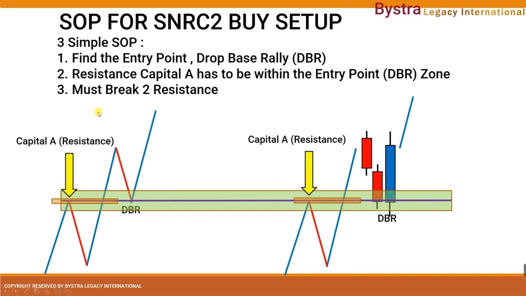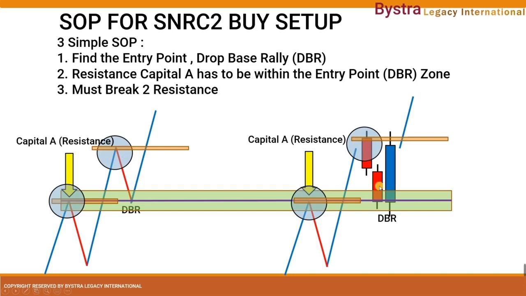So second thing, how do we identify must break the 2 resistance? The first resistance we're looking at is the capital A. So this capital A here, it was broken. You can see this line chart here, it broke this previous capital A or the previous resistance. The next is this top here. It must break the second resistance. So break the first resistance, break the second resistance. Same goes like this. So this is how it looks like in the candlestick.